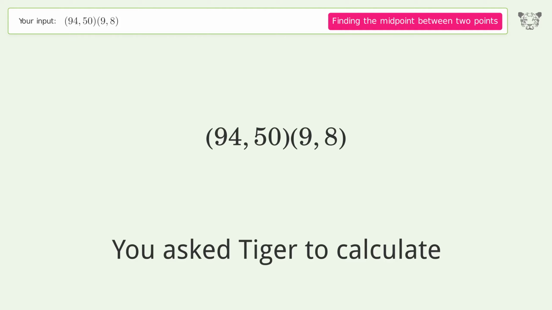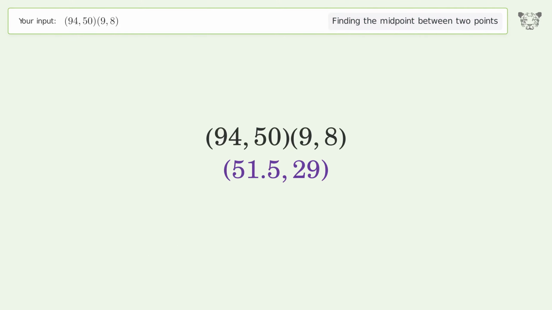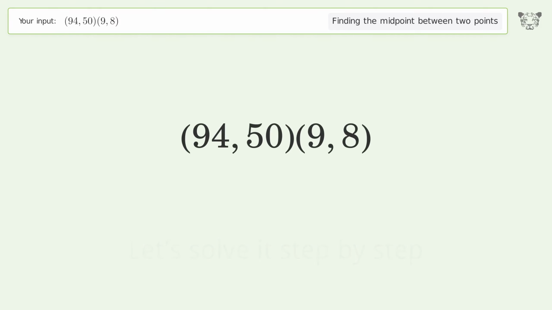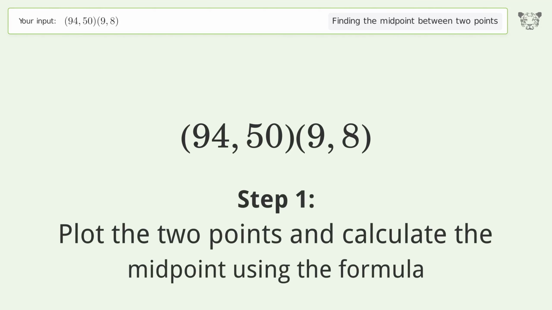You ask Tiger to calculate. This deals with finding the midpoint between 2 points. The midpoint between the 2 points is 51.529. Let's solve it step by step. Plot the 2 points and calculate the midpoint using the formula.